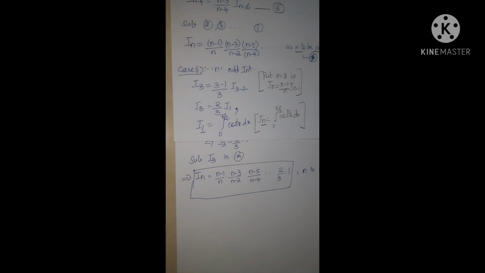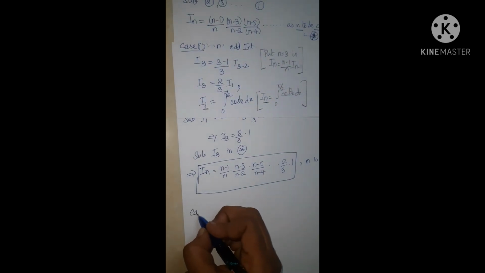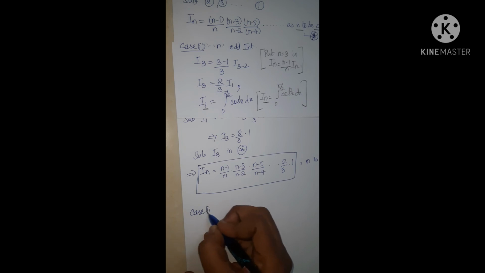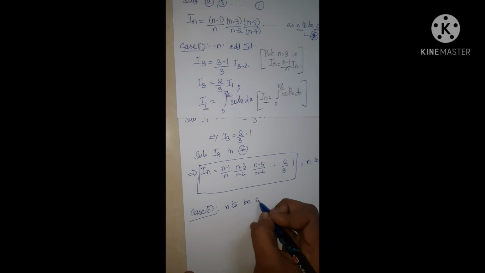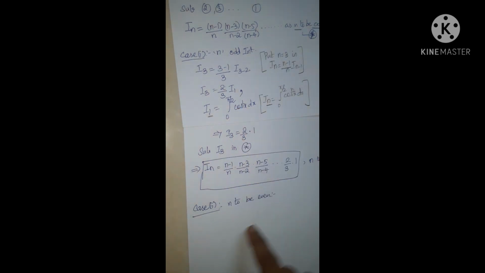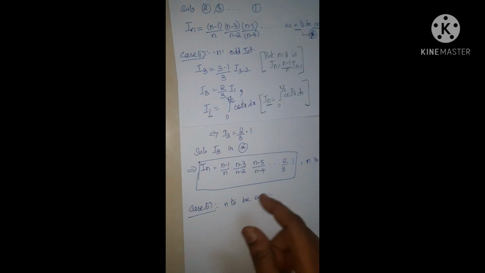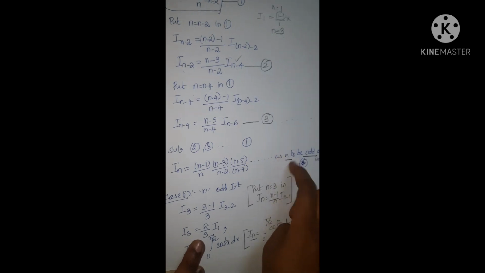Now, what is the second part we should understand? Case 2. What is case 2? When n is even. So exactly the same way, if n is an even integer, again from the expression we should know where the last value in this integral function is going to end up.